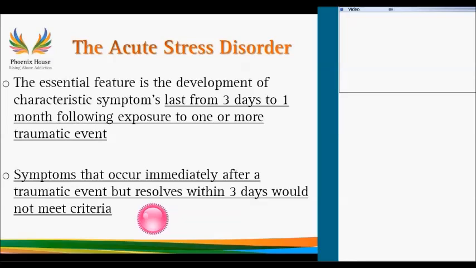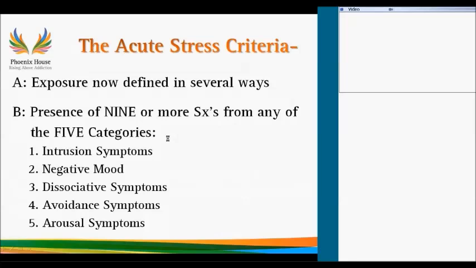So once it lasts more than 3 days, now it gets to be more symptomatic of a disease profile, or I should say a disorder profile. Symptoms that resolve immediately after a traumatic event within 3 days would not meet criteria. So it's really, I would say, more than 3 days is really the language that is best used, but I don't know why they didn't make that more specific.